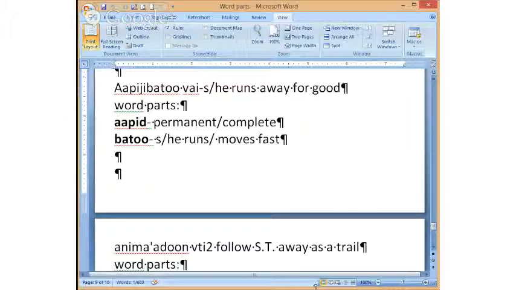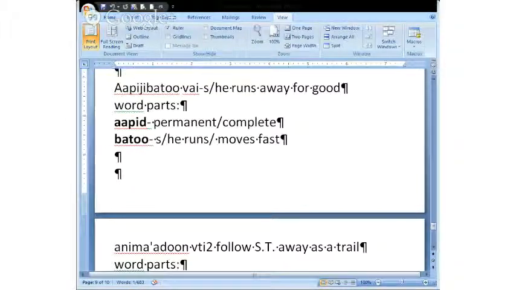B-A-I. You know how to say this one? Apajibatu. Yeah, there you go. Apajibatu: he or she runs away for good. Apid, permanent, complete. Batu, he or she runs or moves fast.